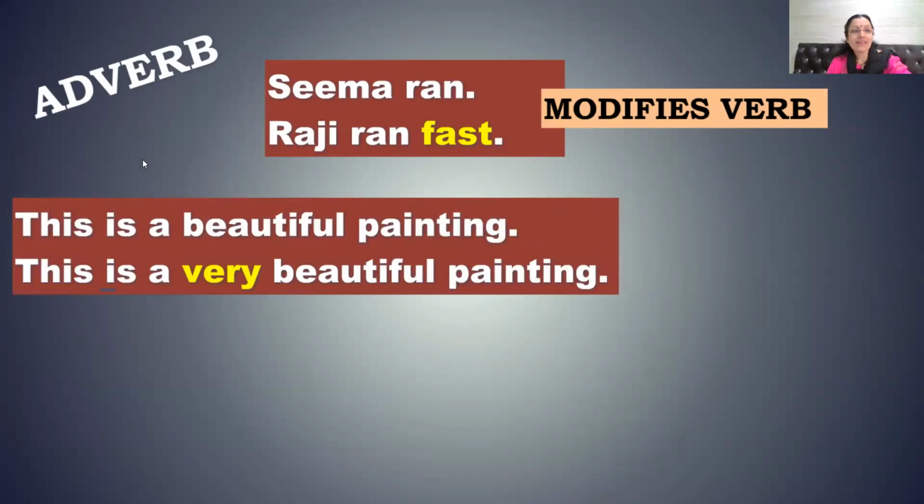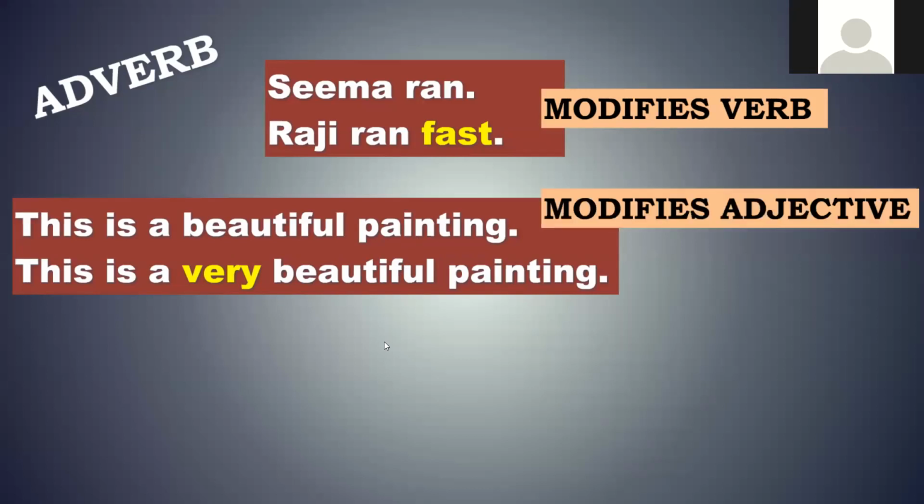Okay. Next one. That's not all. Adverbs do a lot of things. This is a beautiful painting. This is a very beautiful painting. So very is telling you how beautiful it is. Without the word very, the two sentences are the same. But the word very is highlighting the quality of beautiful. So it modifies even an adjective. Adverbs modify adjectives also.